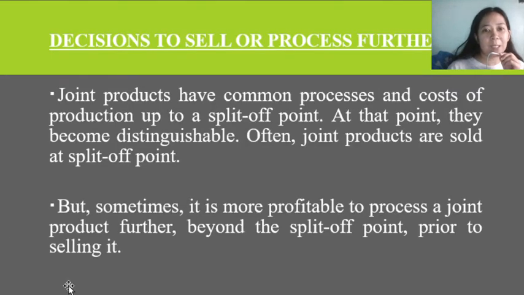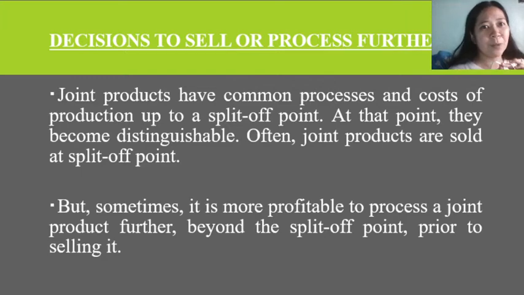So in this case, joint products. Okay, I don't know if you are familiar with joint products. So when we say joint products, these products have common processes and costs of production up to a split off point. At that point, they become distinguishable. Often, joint products are sold at split off point.